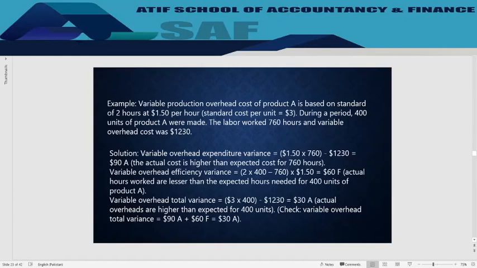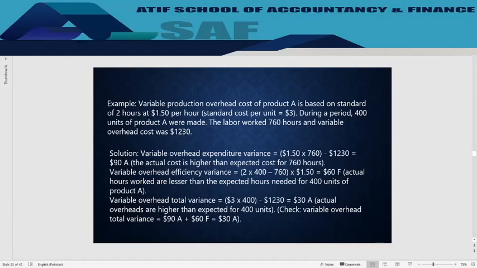For the calculation of variable overhead expenditure variance, we need to consider what costs incurred if actual hours are paid at the standard rate and what is the actual cost that is paid. Here we have worked for 760 hours and these 760 hours, if paid at the standard rate, would cost you $1,160, but it actually costs you $1,230, more than you budgeted. So this variance is said to be negative or adverse variance.